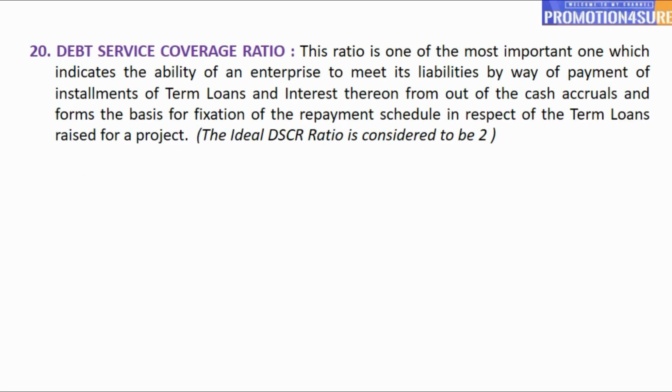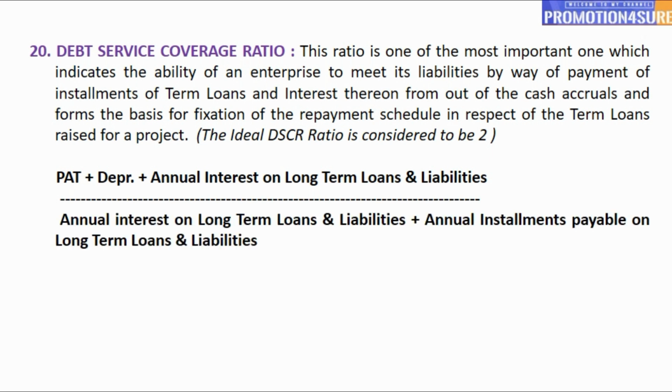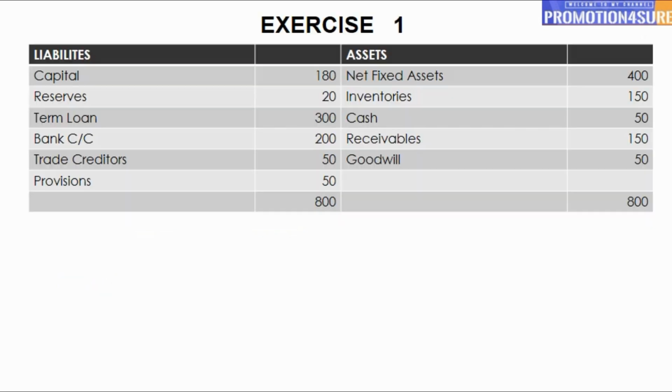Debt service coverage ratio. This ratio is one of the most important ones, which indicates the ability of an enterprise to meet its liabilities by way of payment of installment of term loans and interest thereon from out of the cash accruals, and forms the basis of fixation of repayment schedule in respect of term loans raised for a project. So the ideal DSCR ratio is to be 2. So profit after tax plus depreciation plus annual interest on long-term loan and liabilities divided by annual interest on long-term loans and liabilities plus annual installments payable on long-term loans and liabilities.